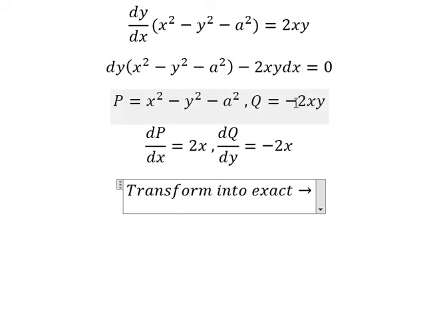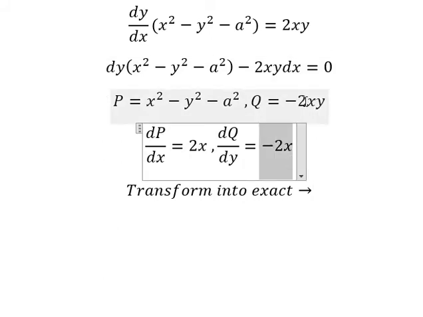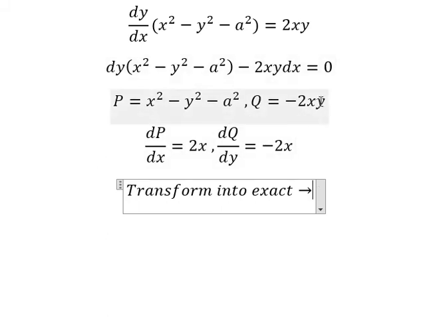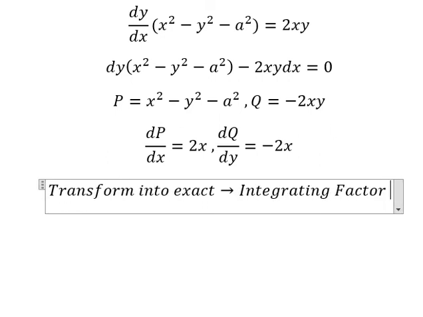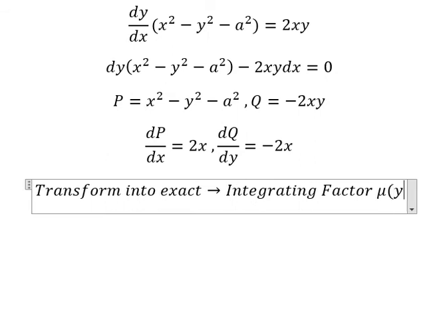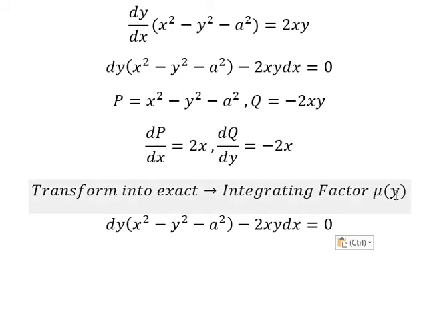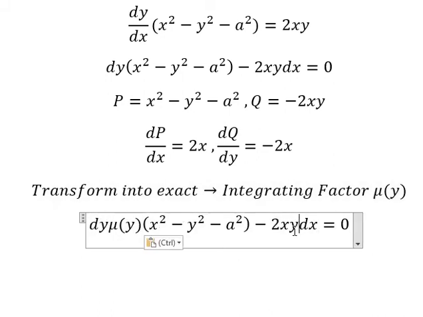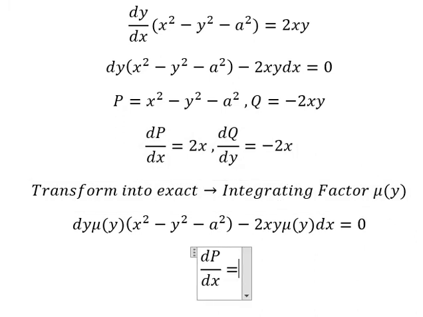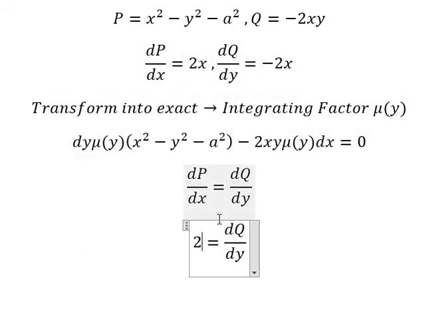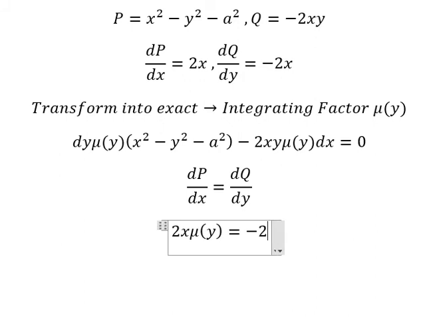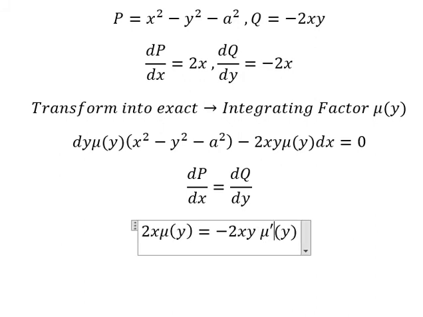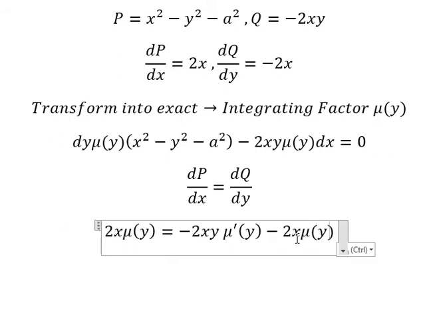So we see that we have negative 2sy, we have negative 2s. That means we need to choose about mu y, because we want to create about integrating factor in here. So we multiply both sides by this one, and we want db over dx equals to dq over dy. So for this one, you have 2s mu y. This one, we have negative 2sy. First the derivative of mu y, and then we have negative 2s mu y.